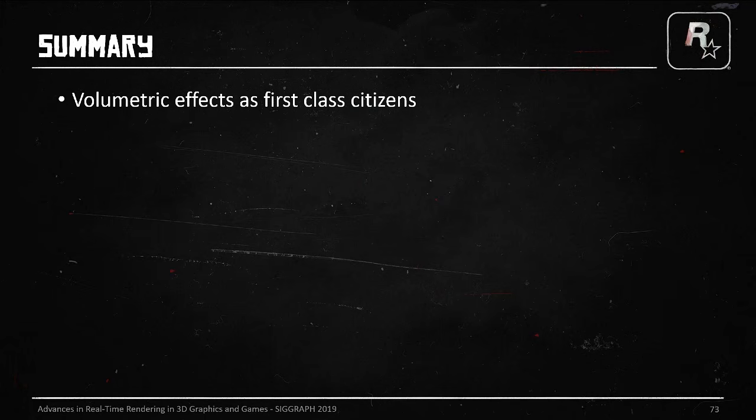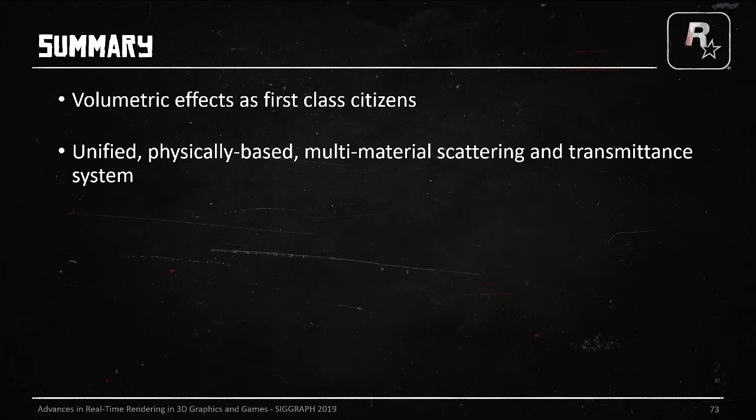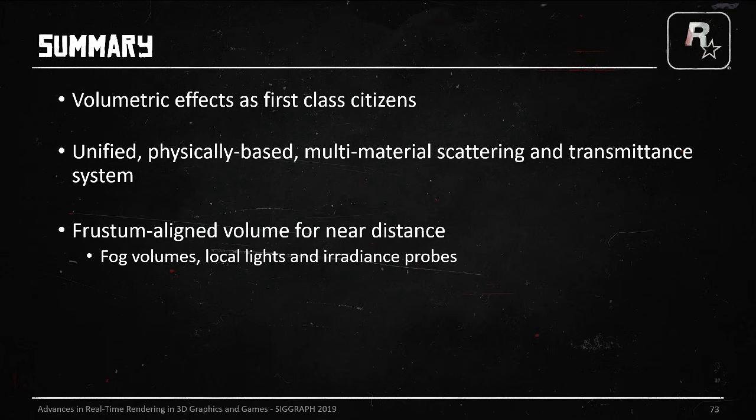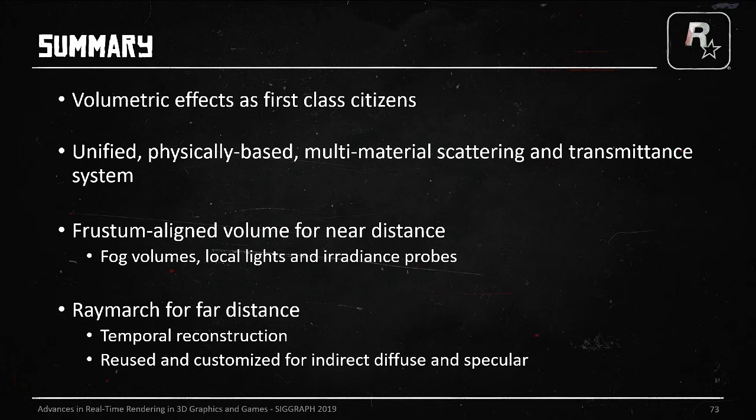Volumetric effects are first-class citizens now. We've found a way to unify a wide variety of materials in a sort of physically based multi-material way, where we use frustum-aligned volumes for anything in the near distance with an advanced feature set like fog volumes, local lights, and irradiance probe sampling. And anything in the far distance is implemented using ray marching, which relies on temporal reconstruction over 4 frames, but can be reused for indirect diffuse and specular.